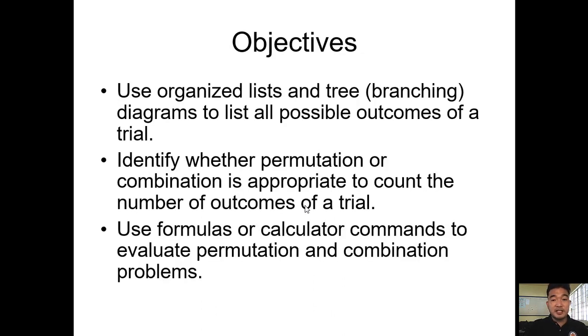By the way, the objectives of this lesson are the following. Use organized list and tree, or what we call branching diagrams, to list all possible outcomes of a trial. Then the next one is you'll be able to identify whether permutation or combination is appropriate to count the number of outcomes of a trial. And number 3, use formulas or calculator commands to evaluate permutation and combination problems. So these are our objectives, and you expect that in this video lesson you'll be able to know all these 3.